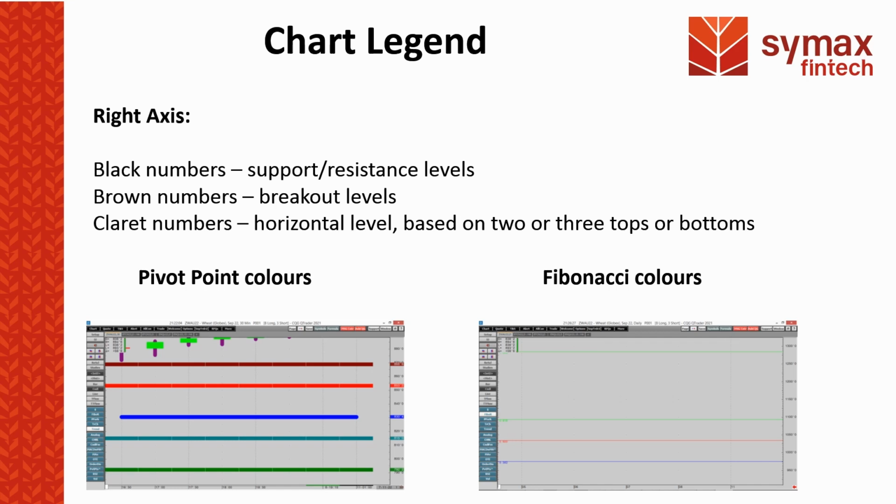Brown numbers will be breakout levels unless they're on the pivots, and there is a brown colour for the pivot. Then claret numbers are where I've identified support and resistance visually, or where there are 2 or 3 tops or bottoms, so double tops, double bottoms, triple tops, triple bottoms, and such like. And I've left the pivot points on the majority of the 30-minute charts as well.